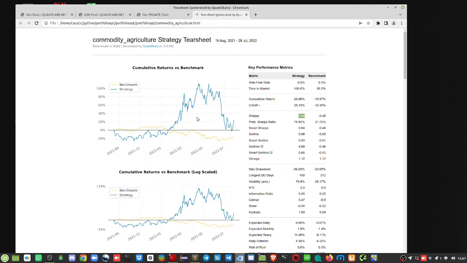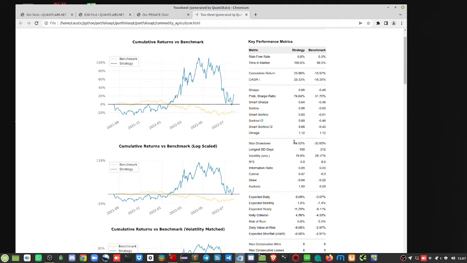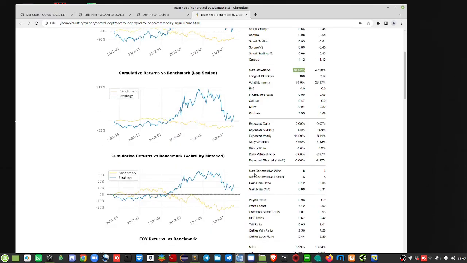There's that. So looking at the data, that's what the data says. Here we have a Sharpe ratio of 0.68. I mean, that's not strong. Here again, you have a max drawdown of 54%. You can obviously see it somewhere in here. And you just don't want to really trade that.